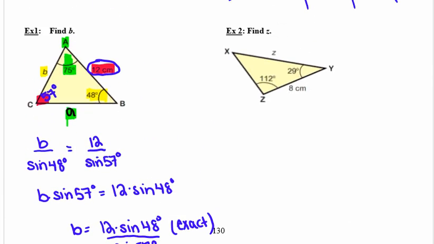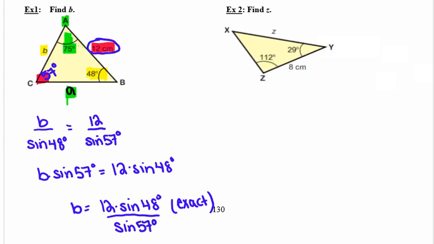All right, I'm going on to this last example, which says to find z. So again, if I'm thinking about those pairs in the matches, side z is going to match up with its opposite angle, which is 112. And looking at what else has been given to me in the problem, I have that 8 centimeters. So I'm going to look for its opposite angle, which I wasn't given, but I can find very quickly by subtracting the other two from 180. Doing that tells me that the measure of angle x is 39 degrees.